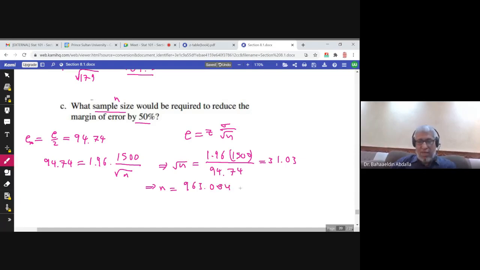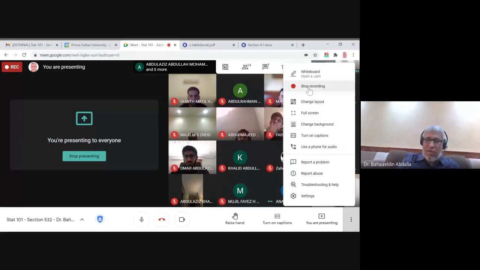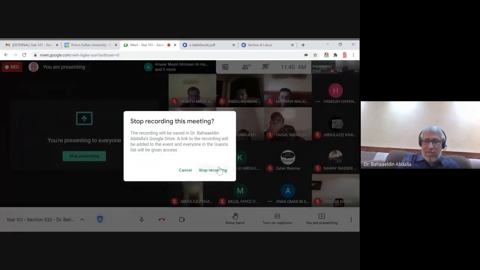And if you raise it to the power 2 to find n, it would be 963.004, and we choose n to be 964. The sample size cannot have a decimal, so we always round it up. So the required sample size to reduce the margin of error by 50% would be 964. This is the end of this lecture and of section 8.1. Next time we will talk about the sample size.